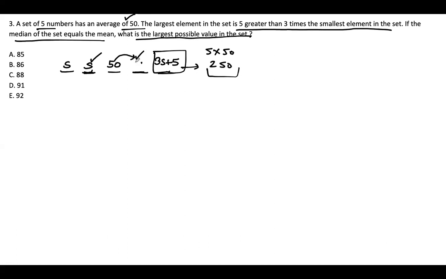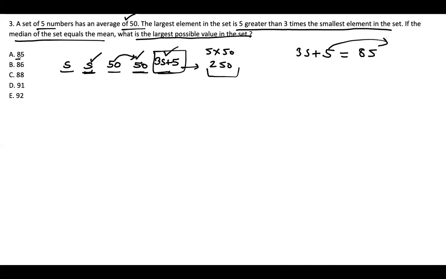As there's no information that tells me that these numbers have to be distinct, I can assume this to be equal. There's one more way. What is the largest possible value? You know the largest possible value is 3s plus 5. You can just go via options. So 3s plus 5 is equal to 85. So 3s will be equal to 80.